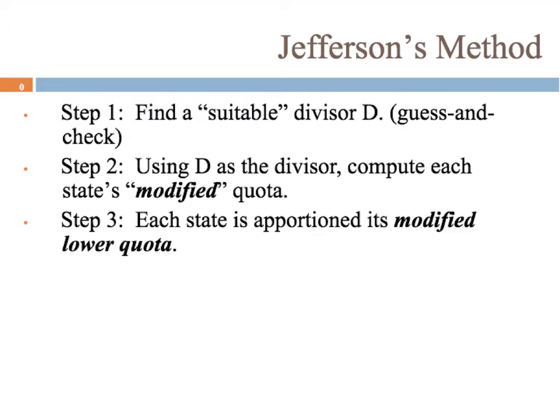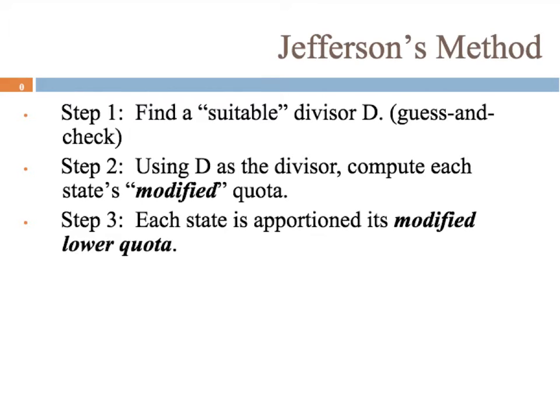And then step 2, the actual math of it all, we're using that divisor, compute each state's modified quota, so not their standard quota, but their modified quota. Step 3, each state is apportioned its modified lower quota. One similarity with Jefferson's and Hamilton's is we're still using lower quota, so just keep that in mind as we go forward.